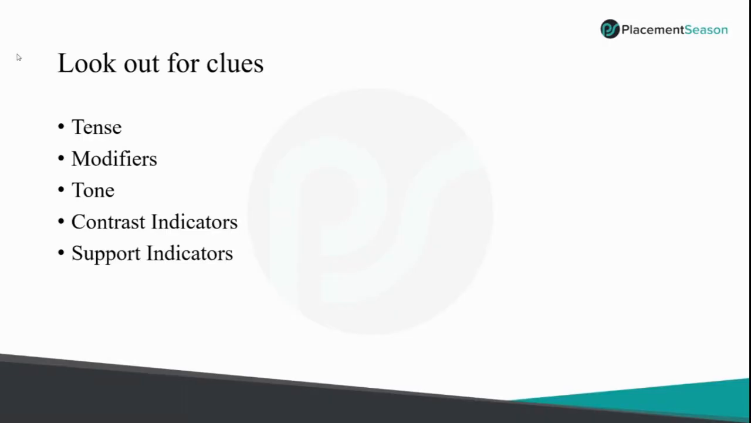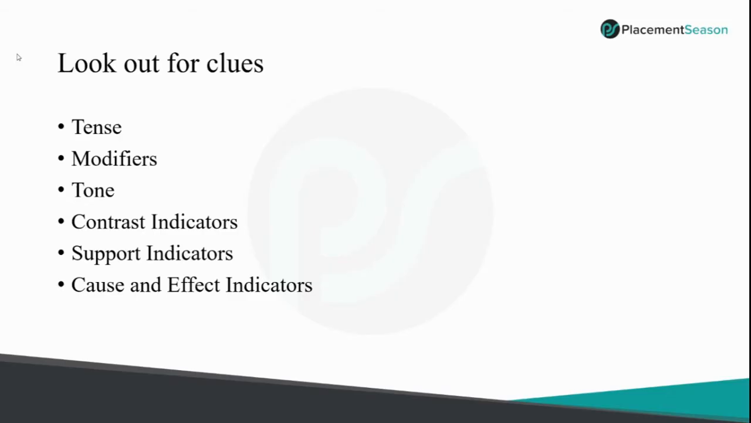Next is support indicators. What are support indicators? If the first part of the sentence and the second part of the sentence are joined by support indicators, it means the first part of the sentence is supported by the later part, or the later part is supported by the first part. Let's see some examples of support indicators. Words like similar to, similarly. So these are all support.